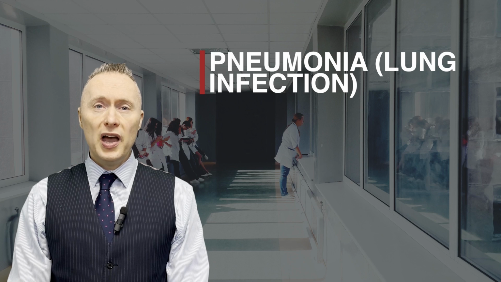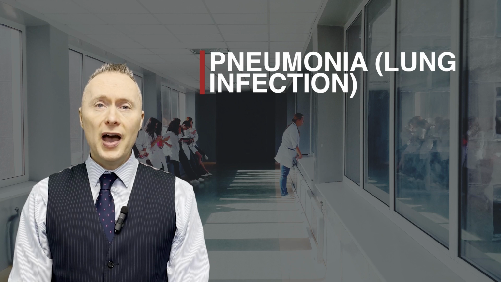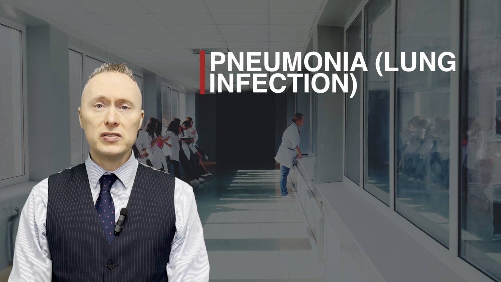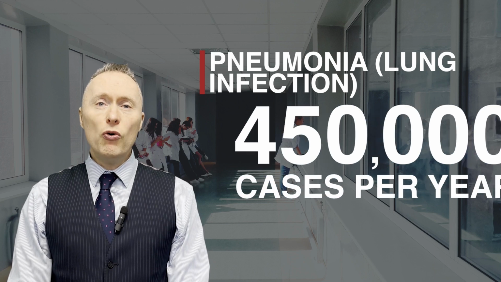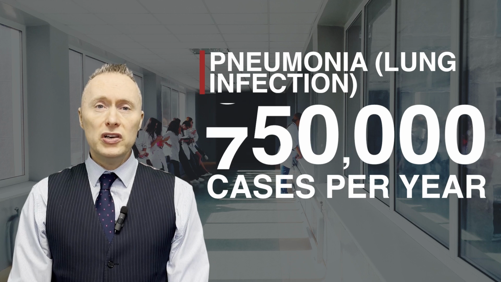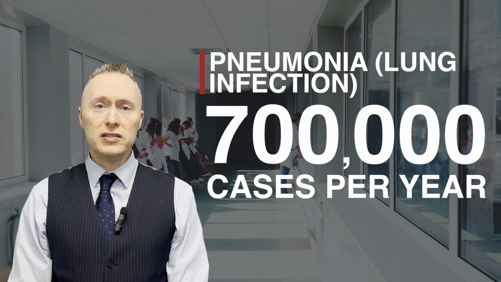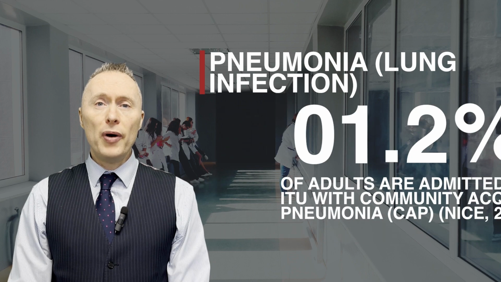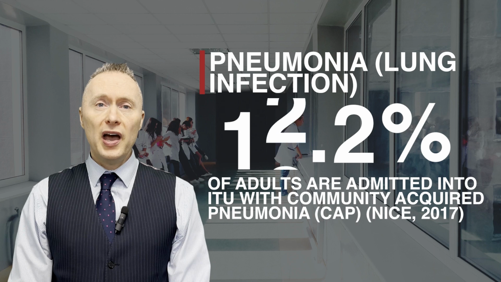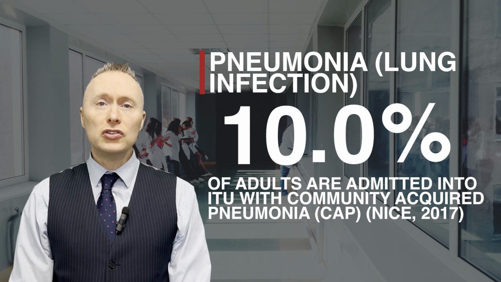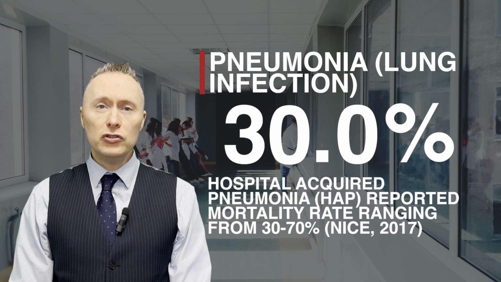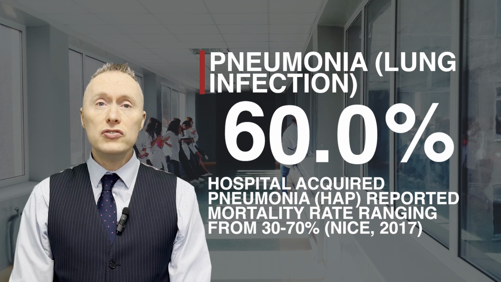Hospital-acquired pneumonia has a higher mortality, and it's more likely to be resistant to standard antibiotics. There are 450,000 to 700,000 cases of community-acquired pneumonia annually. About 1.2% and 10% of adults are admitted into intensive care. Hospital-acquired pneumonia has a mortality rate ranging from 30 to 70%.